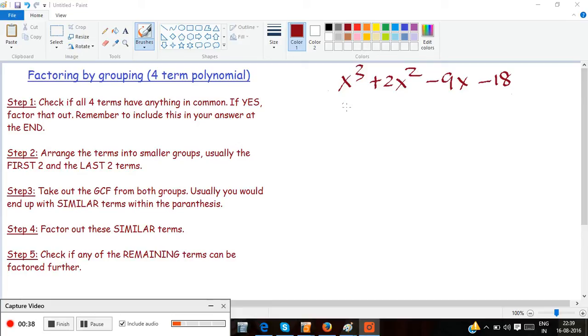First I have to check whether there are any common factors for all the 4 terms. I don't think there are, because x is common to the first 3 terms, as you can see, but not to all 4 terms.